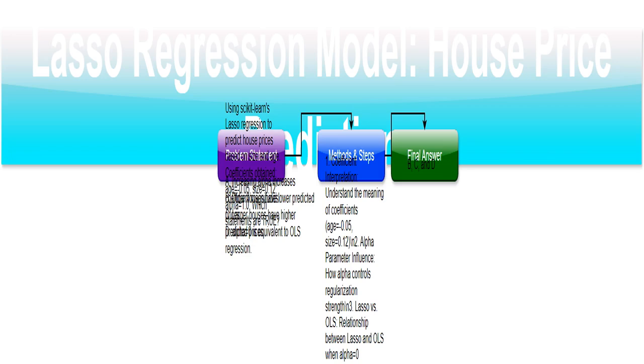This is the title of the problem. We're using a lasso regression model, a type of machine learning, to predict house prices. It's like a superpowered equation that uses information about houses, like size and age, to guess their prices.